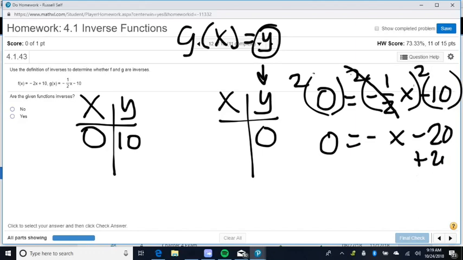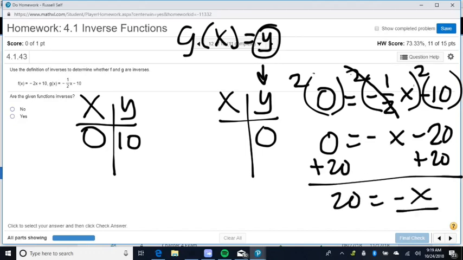Get the x by itself by adding 20 to both sides. That gives us 20 equals negative x. Divide by negative 1 to get that x to become positive, which gives me x equals negative 20.